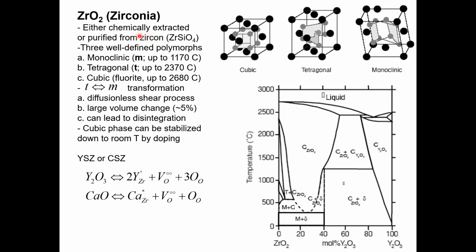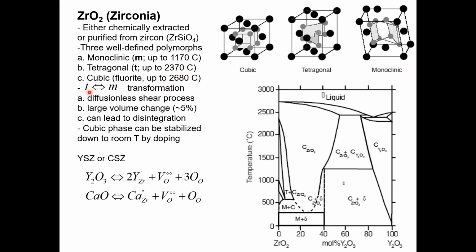Zirconium oxide can be synthesized from naturally occurring zircon, and zirconium oxide has 3 distinct phases: the so-called monoclinic phase, which is stable up to 1170 degrees C, the tetragonal phase that is stable up to 2370 degrees Celsius, and the cubic phase, the high temperature phase, which is the fluorite type structure, which is stable up to 2680 degrees Celsius.